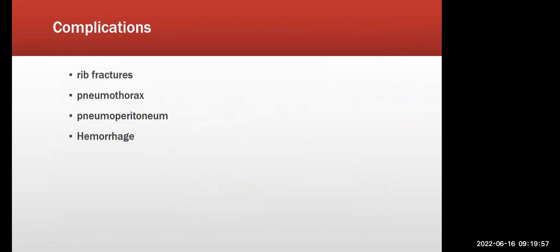Okay, so later I will share the video because of the lagging. So these are the complications that might arise in doing the CPR. First, rib fracture, pneumothorax, pneumoperitoneum, and also hemorrhage. So I think that's all for my presentation.